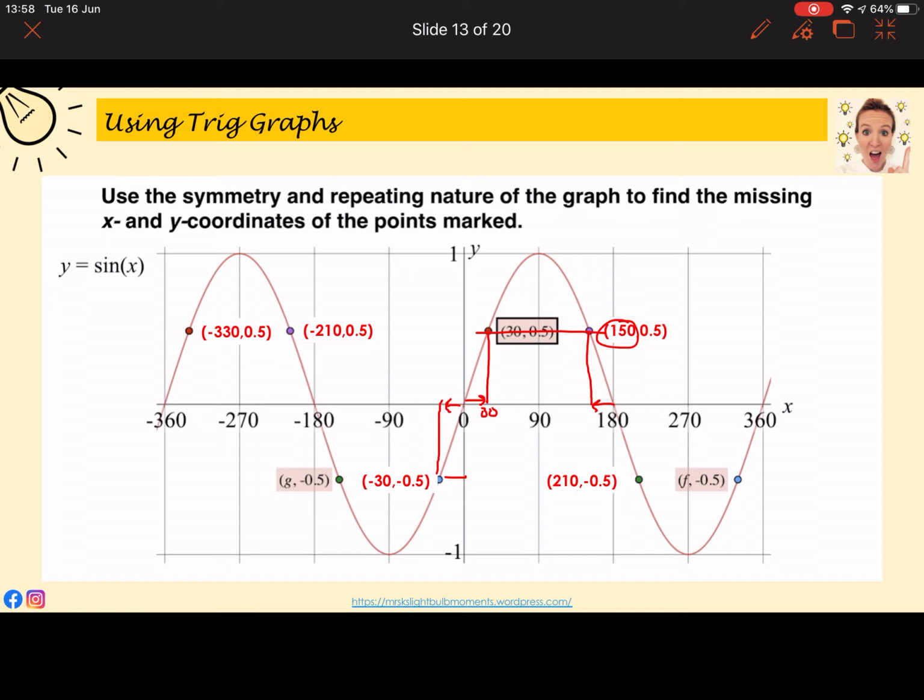That is minus 0.5. And now look at F and G together for me. See if you can work out what they are. So F is 330, because again we've come in 30 from the end. And G is minus 150. We've come in 30 from minus 180.